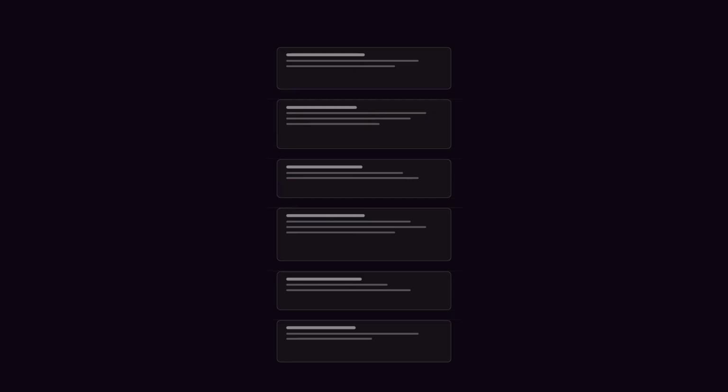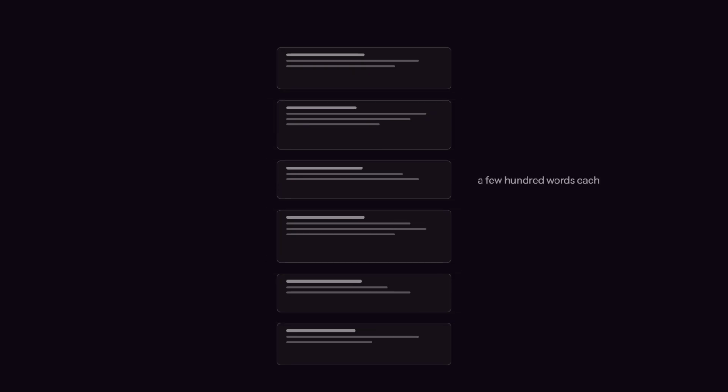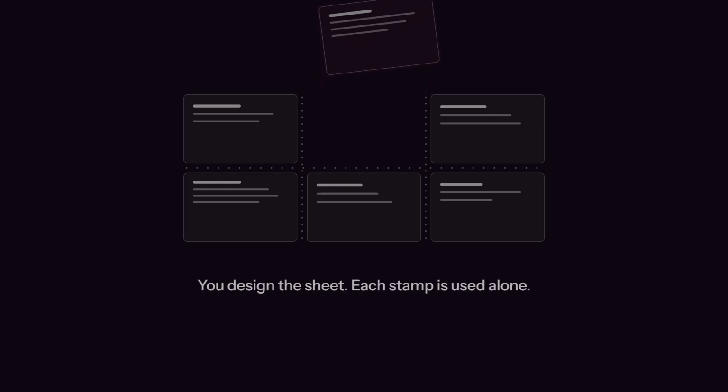To make content searchable by meaning, every page gets broken into pieces. Passages of a few hundred words, cut along headings and paragraph boundaries. Each passage gets stored by what it means. And searching becomes matching. The AI model strives to learn which passages mean the closest thing to the search. So what actually competes is passages, each judged alone, stripped of everything around it. Think of it as a sheet of stamps. You design the sheet, each stamp gets torn off and used alone.